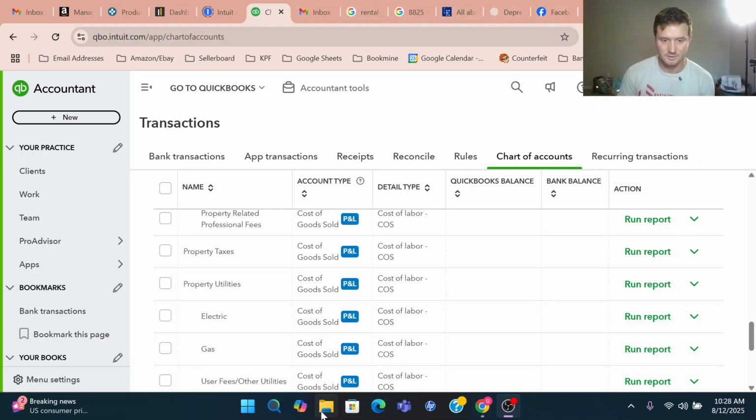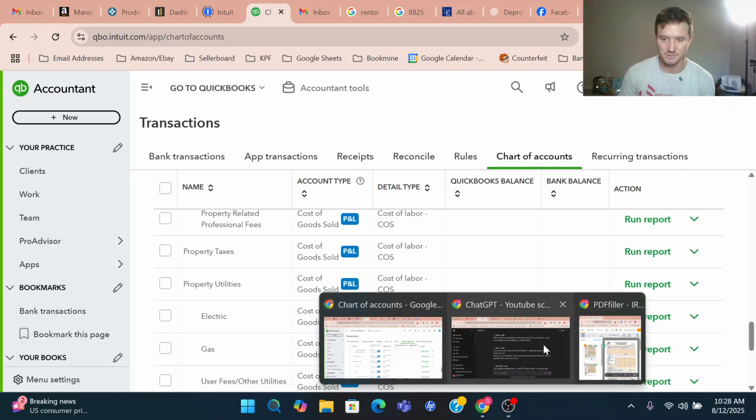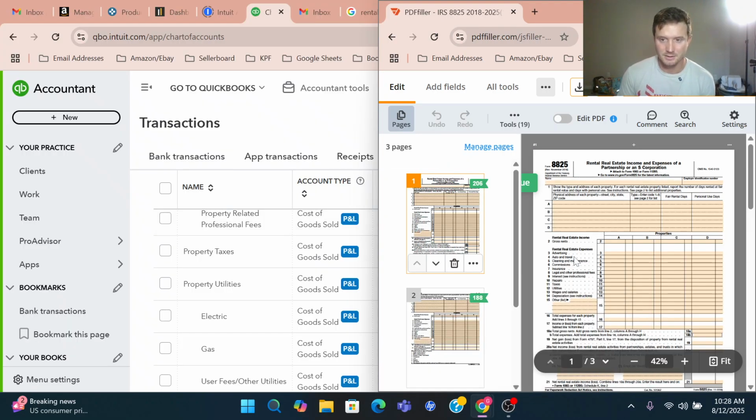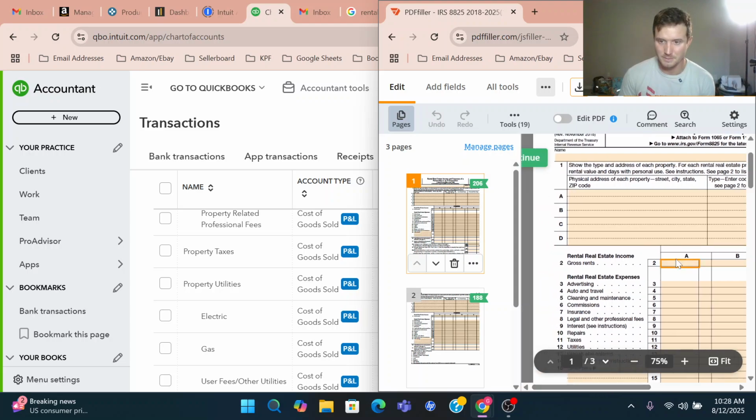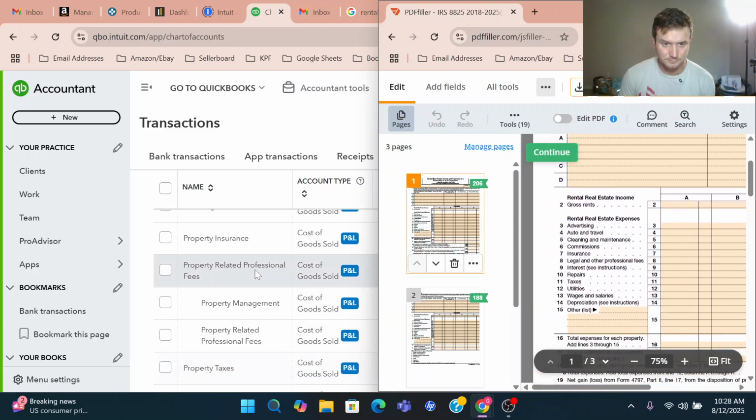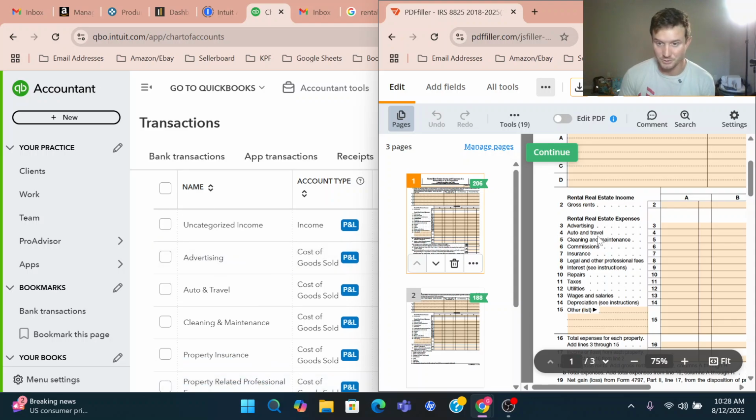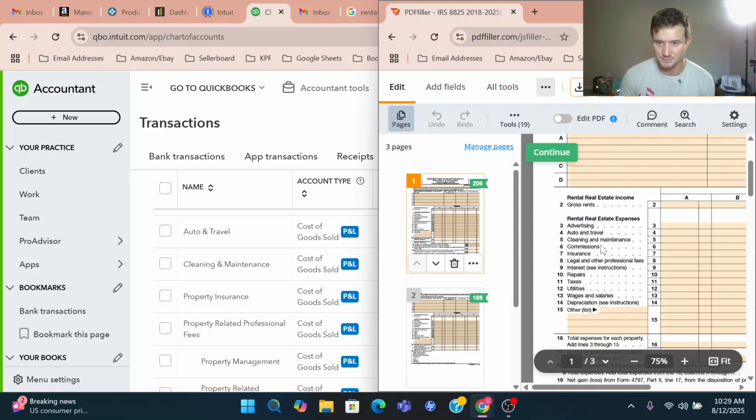So couldn't quite get this to pull up together, but this right here is the form 8825. I don't know if I can zoom in at all. I cannot. Oh, there we go. All right. So starting from the top, you got advertising. If you advertise, auto and travel, cleaning and maintenance right here. I got property insurance. There's insurance right here.